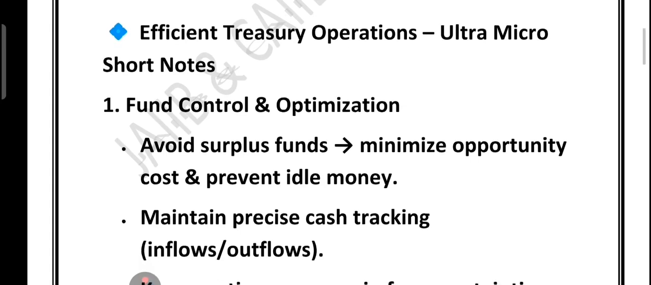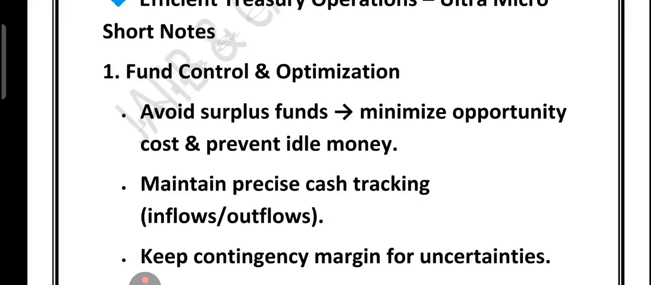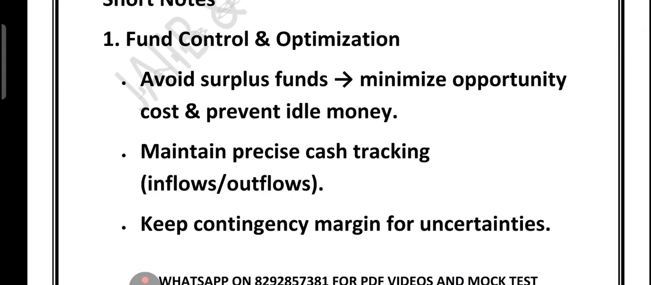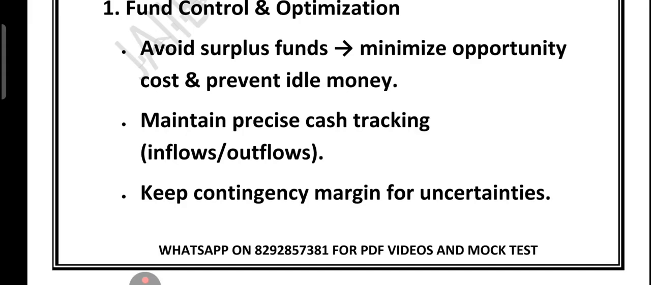Now we will understand how efficient treasury operation works. We will focus on fund control, timely availability and profit optimization in a clear and practical way. Now let's talk about the fund control and optimization. Efficient treasury management starts with controlling and optimizing the fund. The main idea is don't keep too much idle cash lying around. Why? Because surplus fund leads to opportunity cost. Yes, if you have surplus fund, opportunity cost will arise, which means that money could have earned profit elsewhere.